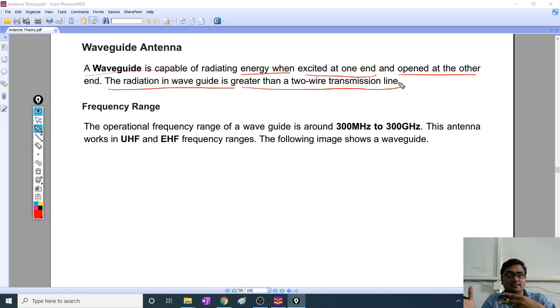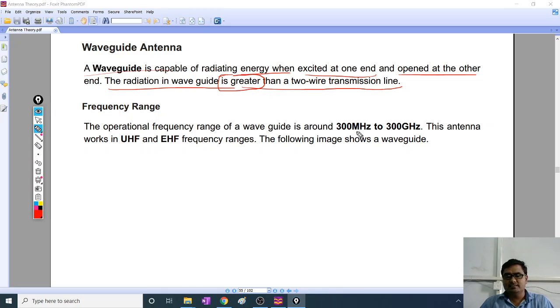What are we calling that? We are calling it a waveguide. A simple transmission line is radiating, no problem, but if I want more radiation, I will terminate that transmission line with some surface area. A transmission line terminated with a surface area is called a waveguide. That's why it is written that a waveguide has greater radiation if I compare it with a two-wire transmission line.